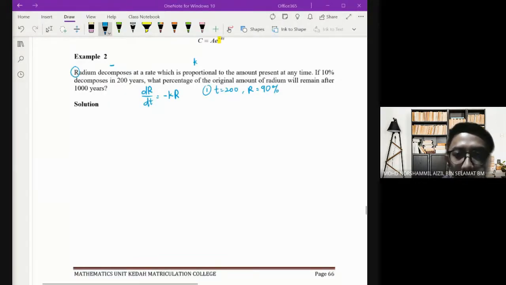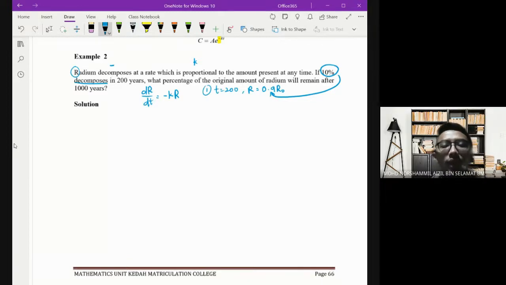90% lah kan? 90% daripada apa nama dia? Daripada original kan? Betul tak? So 90% daripada original saya boleh tulis 0.9 R0. Maksudnya 10% ni stands for this one. 10% berkurang, decompose 10%, produce 0.9 R0.